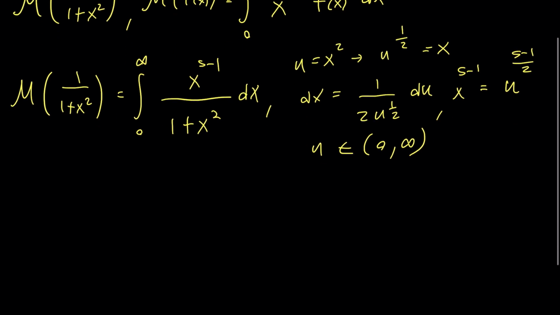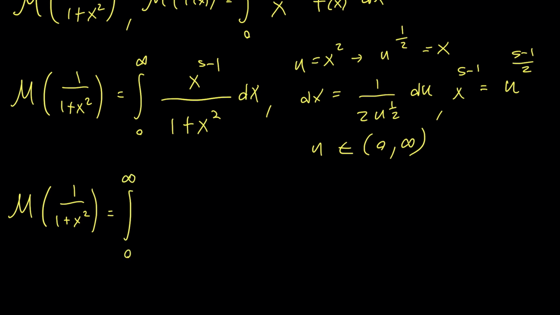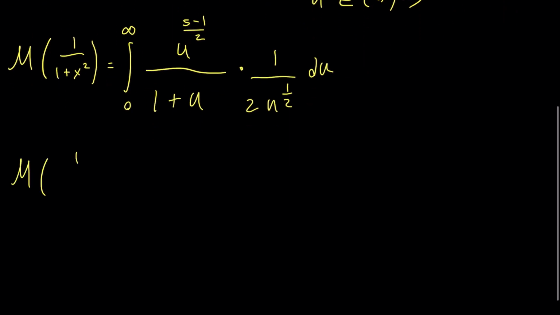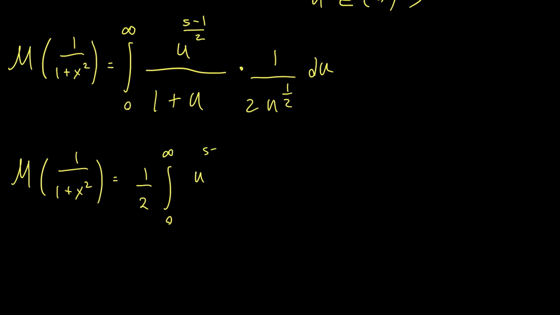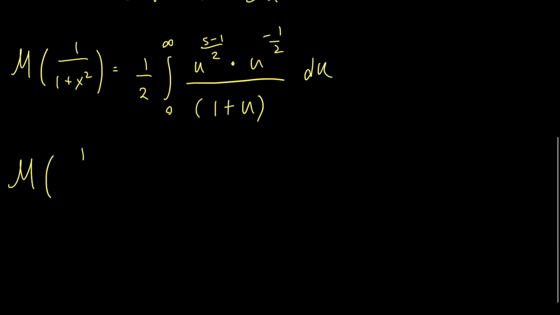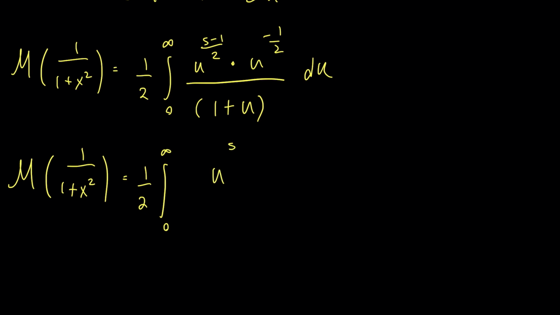So the Mellin transform of 1 over 1 plus x squared is the integral from 0 to infinity of u to the s minus 1 over 2 power divided by 1 plus u times 1 over 2 u to the 1/2 du. We can rewrite this as Mellin transform of 1 over 1 plus x squared is 1/2 the integral from 0 to infinity of u to the s minus 1 over 2 times u to the negative 1/2 divided by 1 plus u du. We could combine these exponents. We have that the Mellin transform of 1 over 1 plus x squared is 1/2 the integral from 0 to infinity of u to the s minus 2 over 2 divided by 1 plus u du.